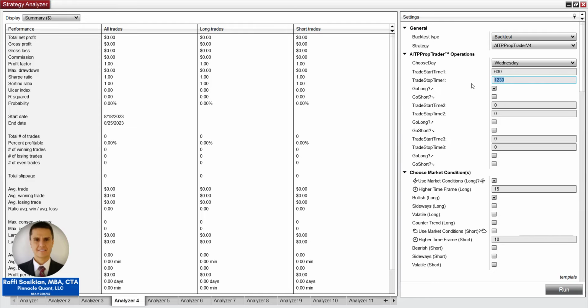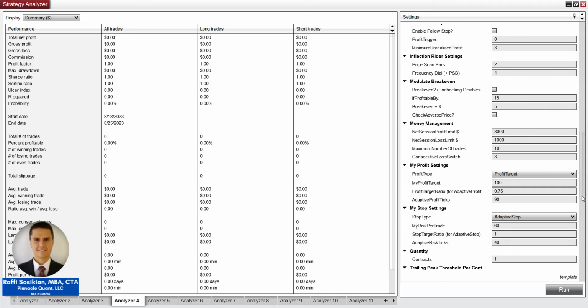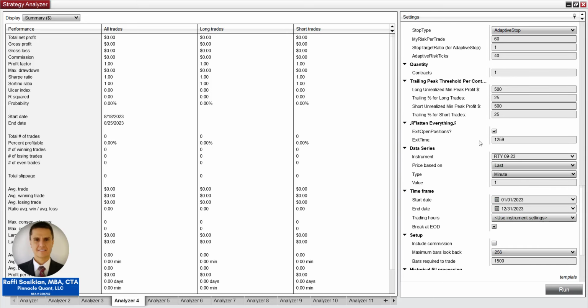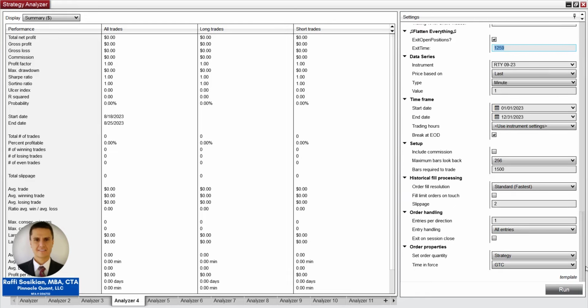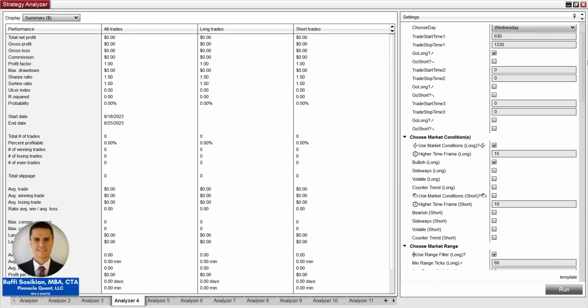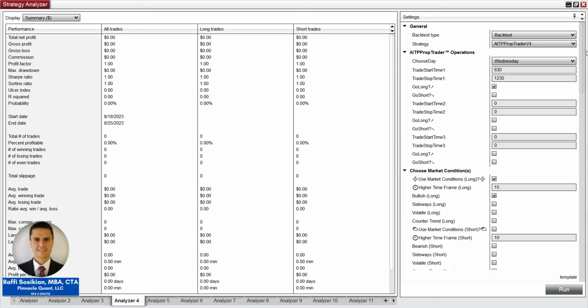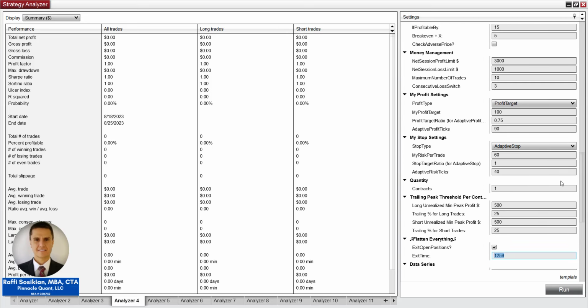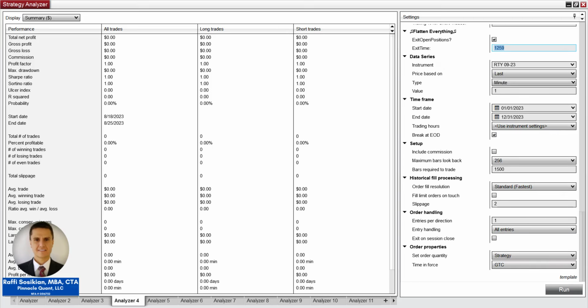So 6:30 till 12:30, it's 29 minutes before I flatten everything. In my templates, I have that selected. That's optional. 12:59 my time, Pacific Standard Time, it's going to flatten everything. So that's RTY. All right, this one has 2 ticks of slippage. I mean, generally for RTY, I'd leave 1, but I'll just leave 2 since it's there. But I'll go and run it like that for RTY. That's Wednesday.